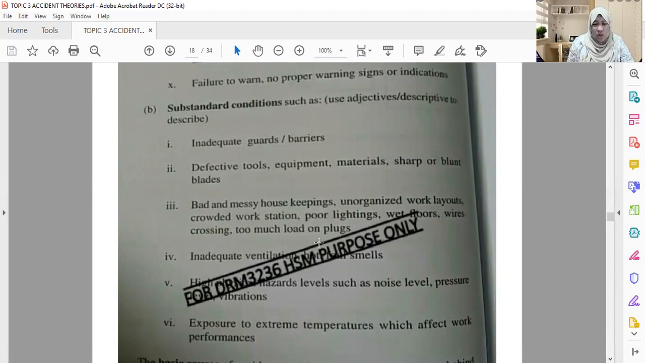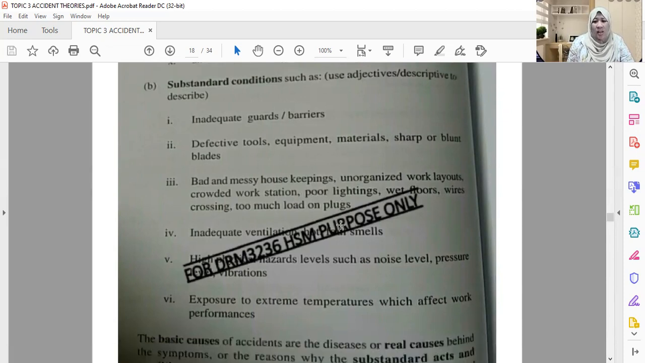Unorganized work layout, okay, crowded workstation, poor lighting, ada lampu ada bulb, ada lampu tak ada bulb, terbakar, biar je tak ganti contohnya. Wet floors, ini lantai yang basah. Kadang you realize or not, the cleaner is putting the yellow sign, right? Do not walk, or do not pass here, the floor is slippery. Kita pun masuk juga tandas, lepas tu jatuh, lepas tu kata makcik cleaner tak buat kerja. Tak boleh dah macam tu. Kita sendiri yang cuai, kita tak baca signboard tu.